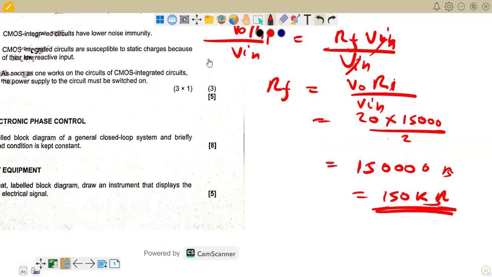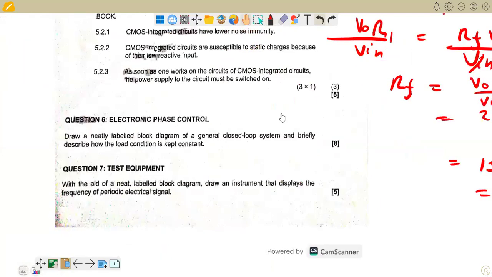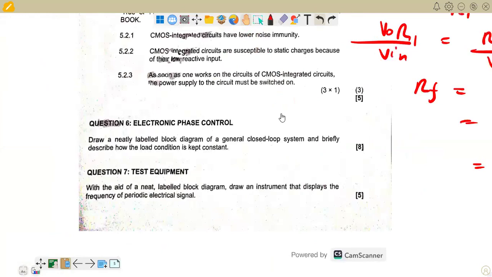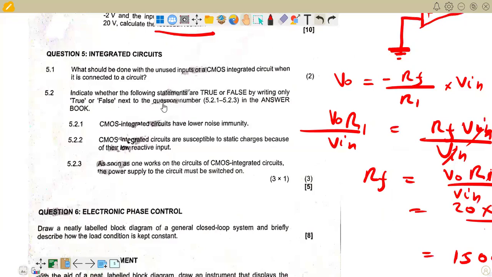Question number 5 is saying, draw a neatly labeled block diagram of a general closed loop system. Briefly describe how the load, sorry, I skipped question number 5.